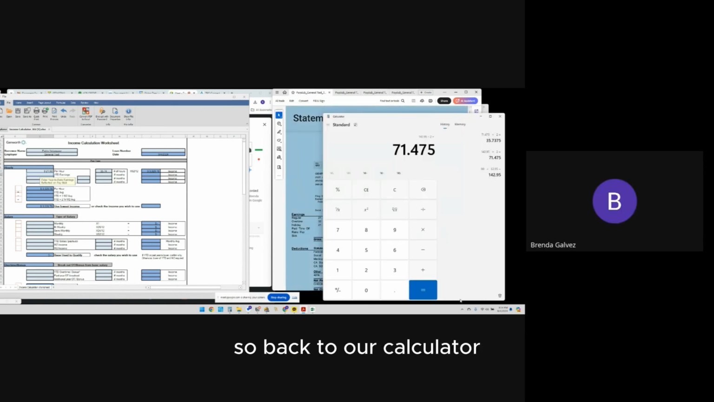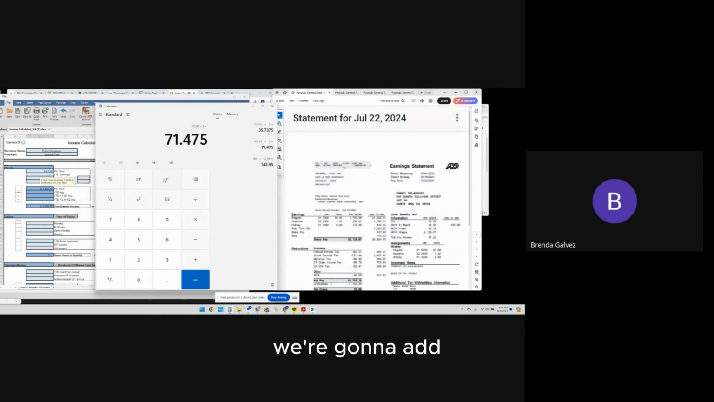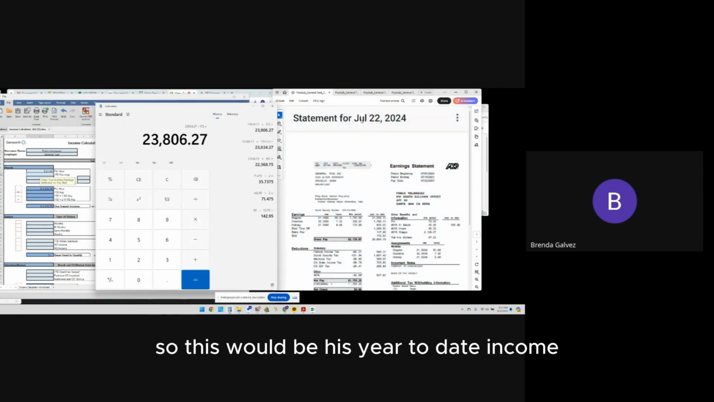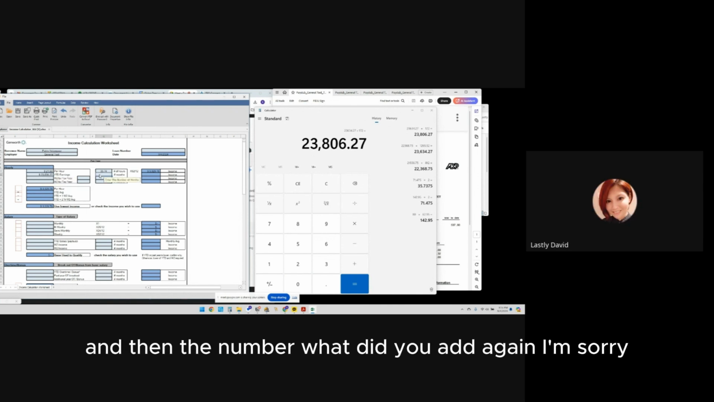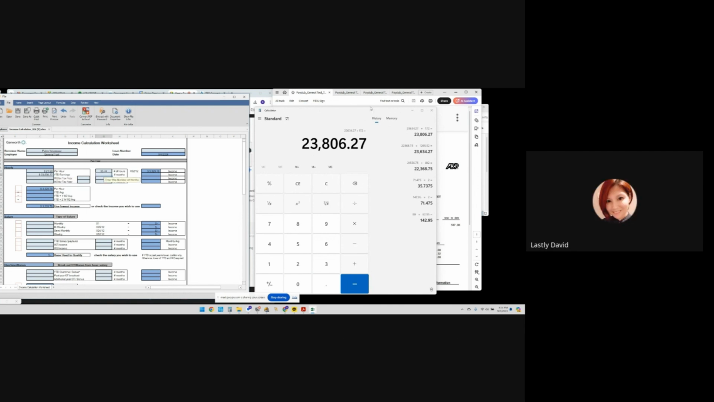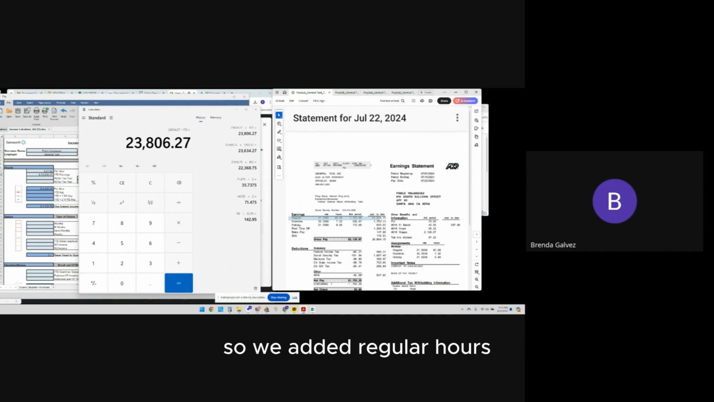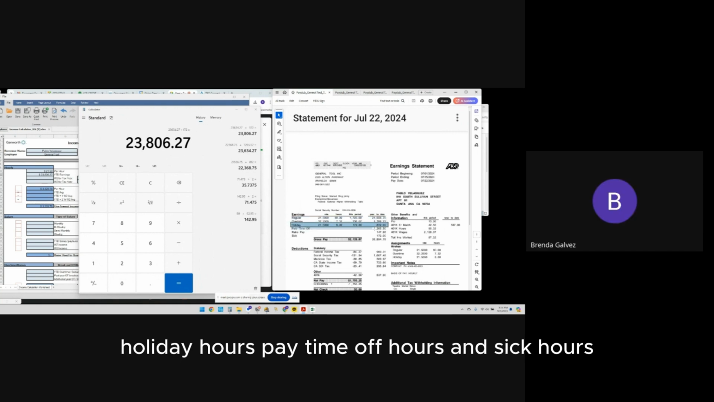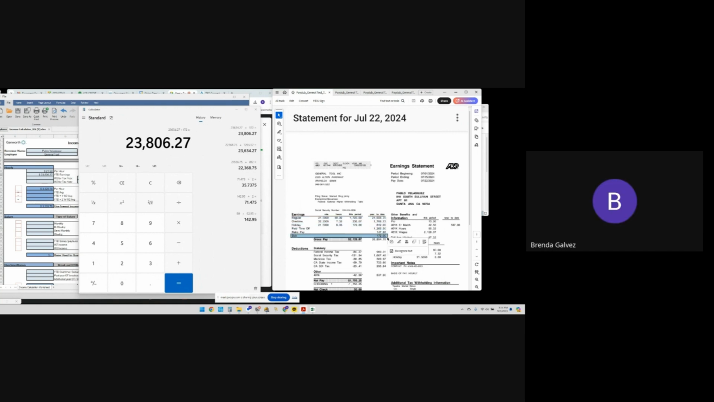So back to our calculator. We're going to add plus, so this would be his year-to-date income. So that's what we're going to put here. And then the number. What did you add again? I'm sorry. So we added regular hours, holiday hours, paid time off hours, and sick hours. That's for his regular hourly.